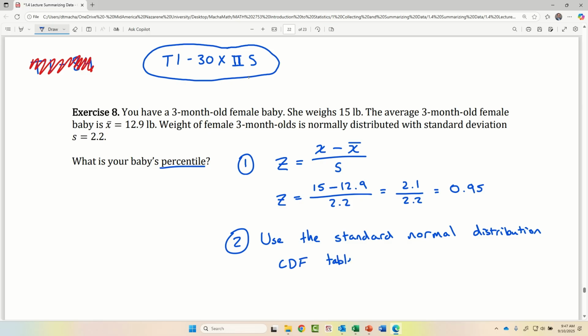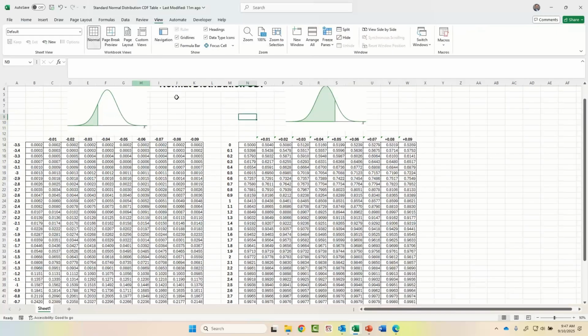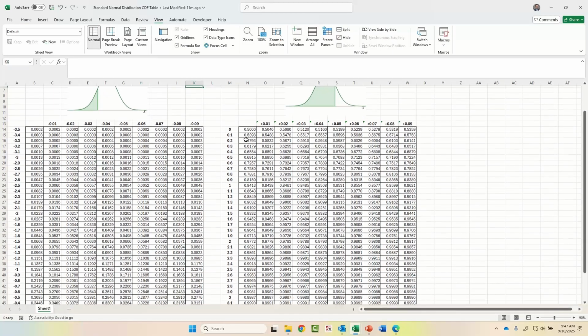I will give you one of these tables whenever you go to take a test. I will give you a standard normal distribution CDF table. CDF stands for cumulative distribution function. You don't have to remember that. You don't have to know what CDF means as long as you remember how to use it. And this is what your CDF table looks like.